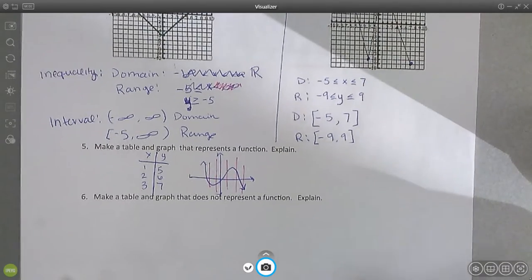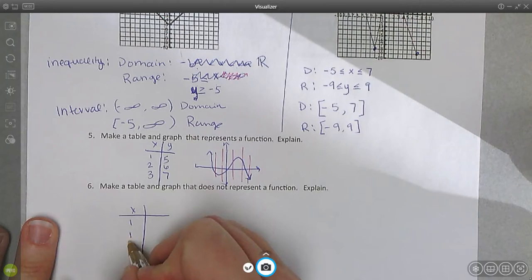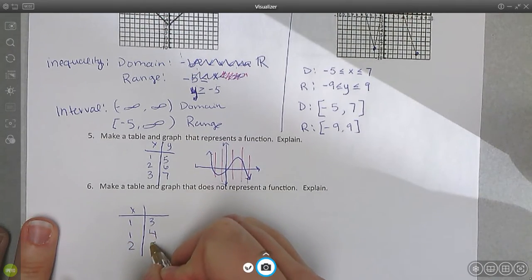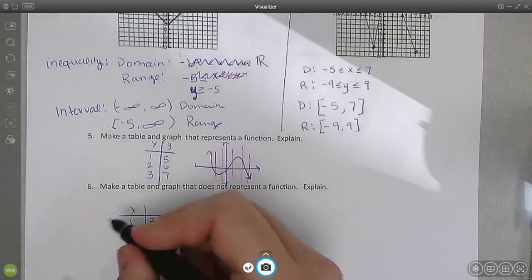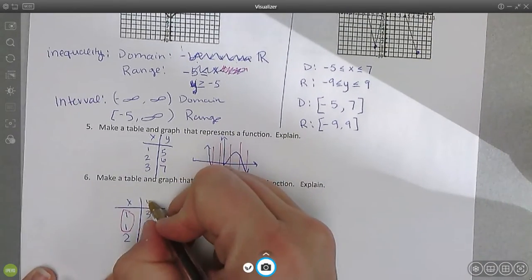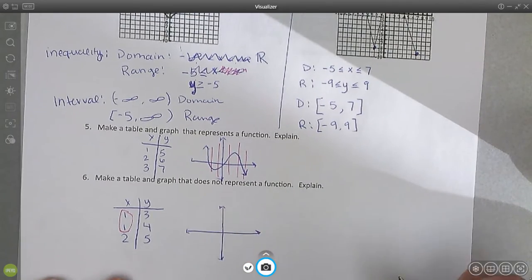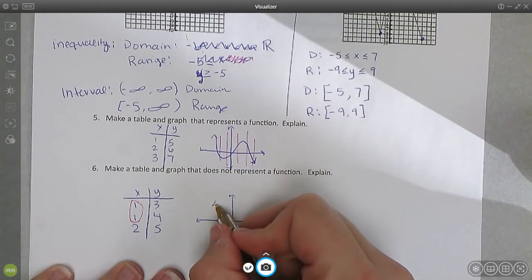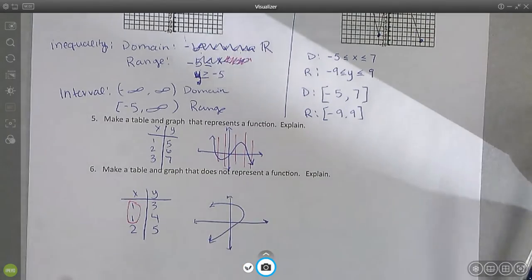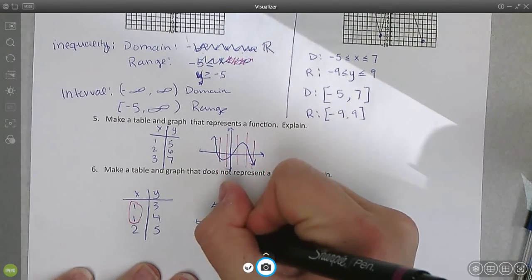So now it says make a table and graph that does not represent a function. So here's x, we can do 1, 1, 2, and then 3, 4, 5. Since this has two 1s, it is not a function. And then here, this is not a function, because if I do my vertical line test, it hits here and it hits here.